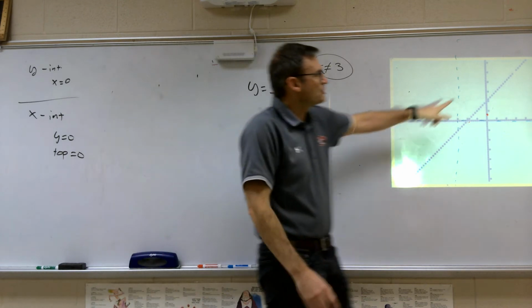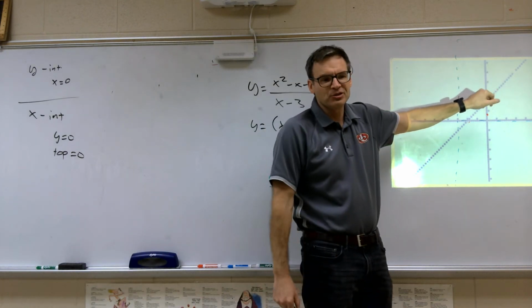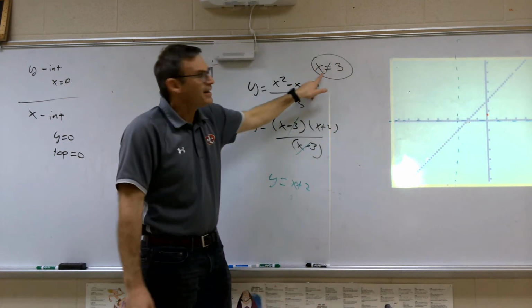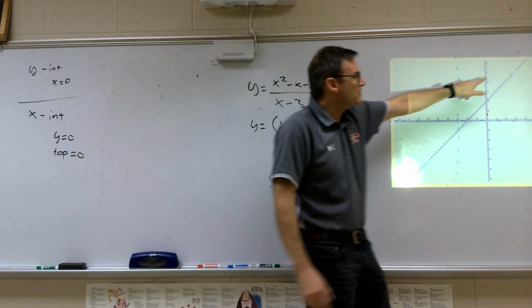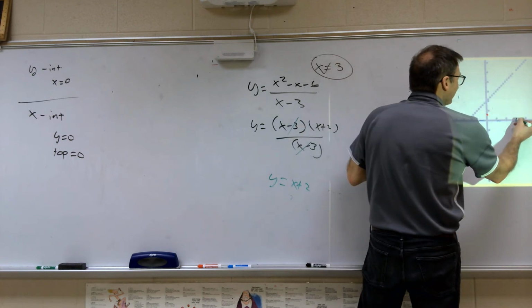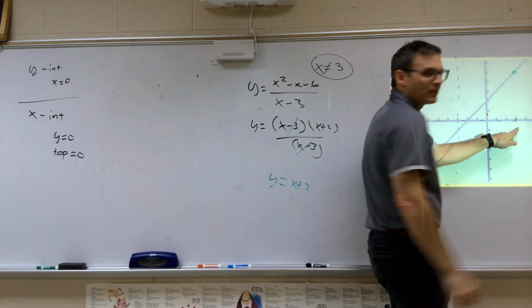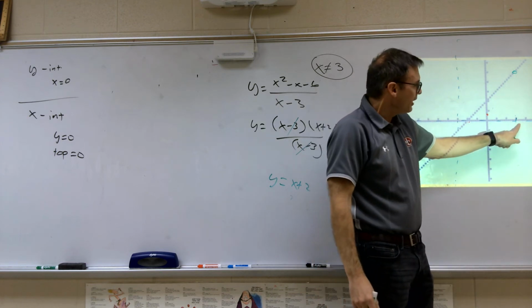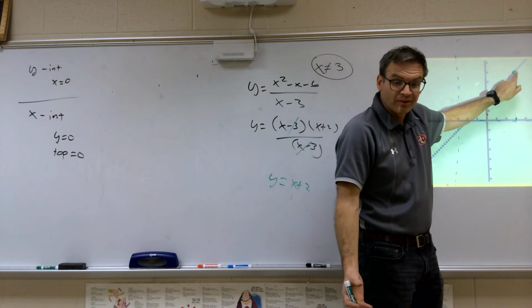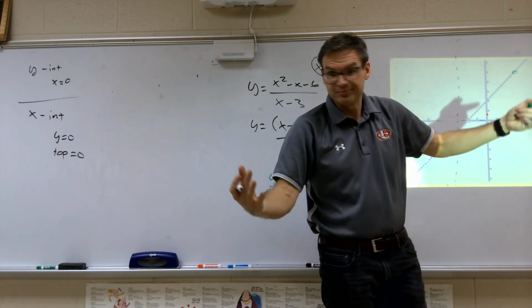The reason there's a gap here isn't because of a dead pixel. The reason there's a gap is that x can't equal 3. See, that gap is not random. That gap is exactly at x equals 3. When x equals 3, the function doesn't exist, so we get a gap there.